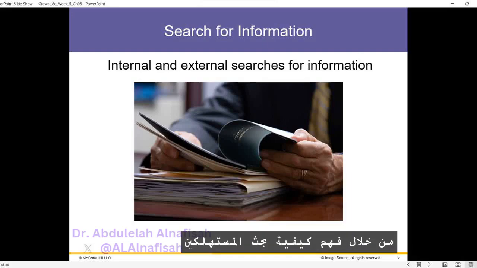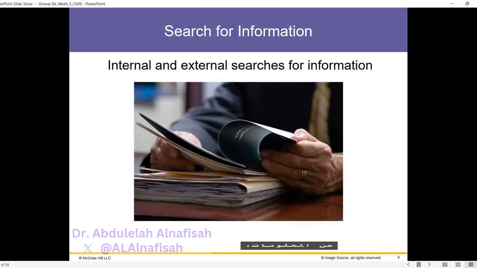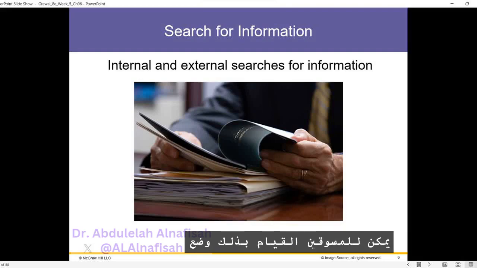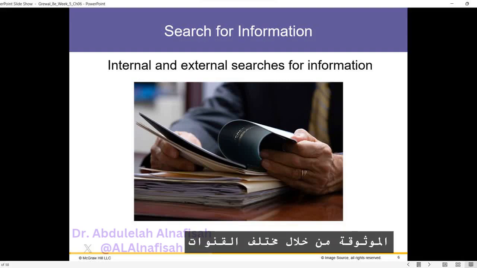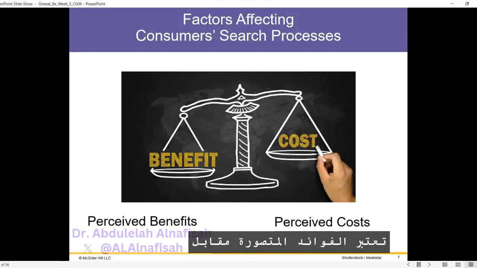By understanding how consumers search for information, marketers can strategically position their products or services, provide relevant and reliable information through various channels, and influence consumers' decision-making process. The perceived benefits versus perceived costs is an important factor that influences consumers' decision to engage in the search process for information about a product or service.